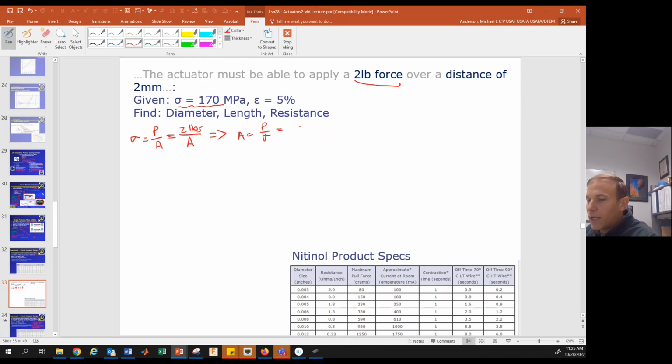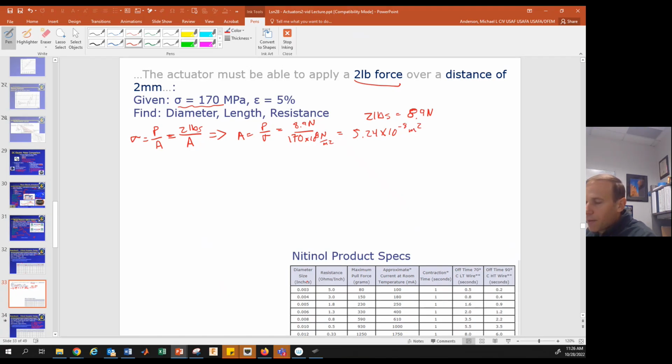We need to convert 2 pounds into newtons. 2 pounds is 8.9 newtons. You can verify that. So we have 8.9 newtons and 170 megapascals, that's times 10 to the 6 newtons per meter squared. Do the math and we get 5.24 times 10 to the negative 8 meters squared. Well, that's not very useful.